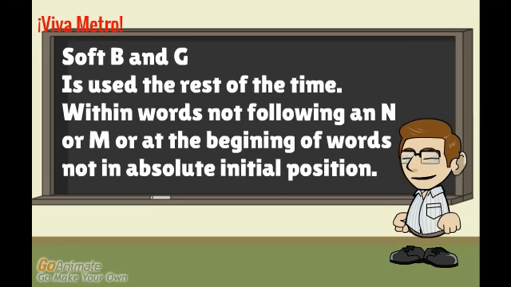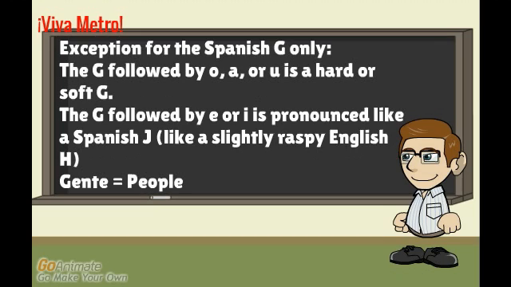The soft or approximant B and G are used the rest of the time, such as within words, or at the start of a word that does not start a sentence and is not found after a pause. This was the case with the previously mentioned words sabe and lago.